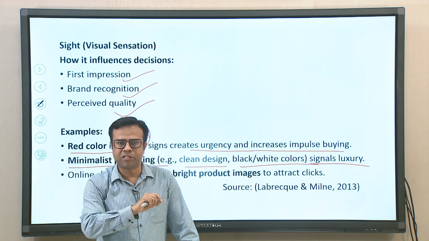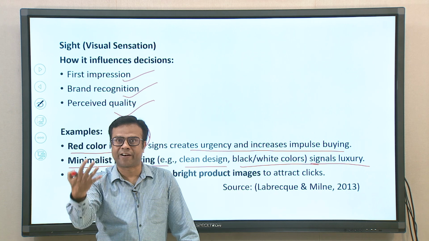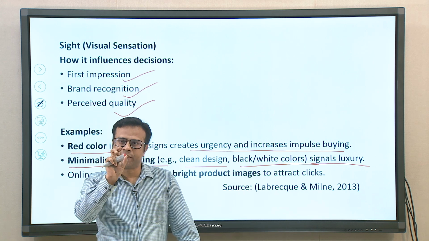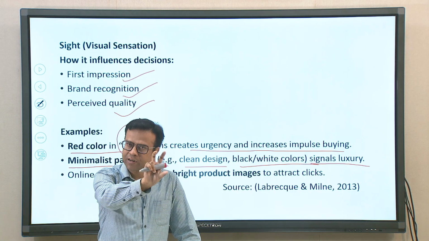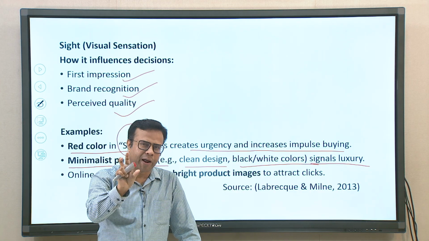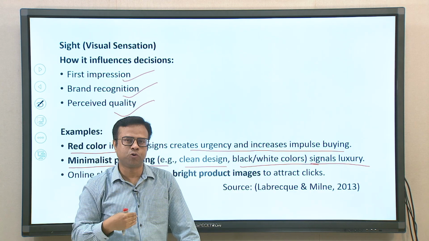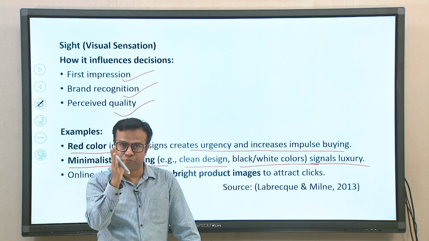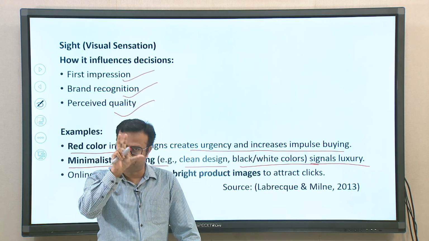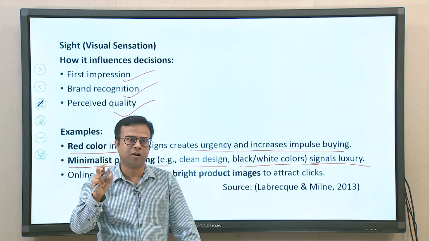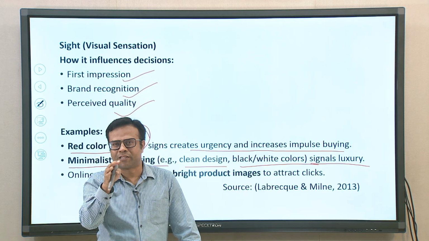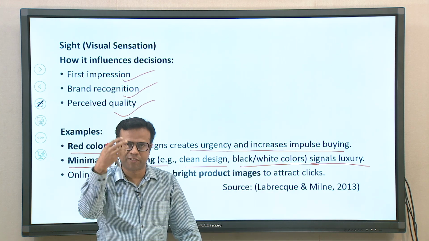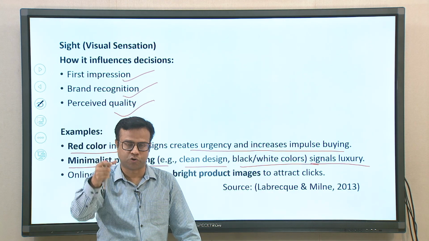Online shopping, a lot of these apps use bright product images to attract clicks. So, if you see a lot of these products, when they are presented, the photo of the product in the app may look very bright and very good, but when you actually buy that product and it comes to your home, you see it is different, because those photos were taken with full brightness and colorful and so on. The actual color and brightness may not be there, but you will buy it because of the attractiveness of the photo.